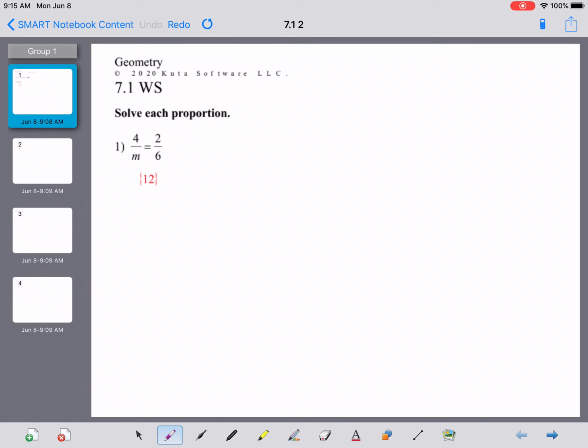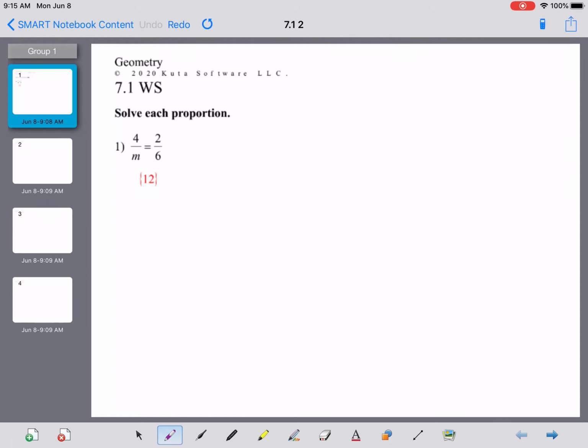Okay guys, so this is the first one of these homework videos I'm going to be doing and posting with you all the time. So you have a 7.1 worksheet to do here. It's got 16 questions and it's been divided up into 4 sections, and I'm going to do the first problem of each one of those 4 sections here for you. So let's take a look at it.